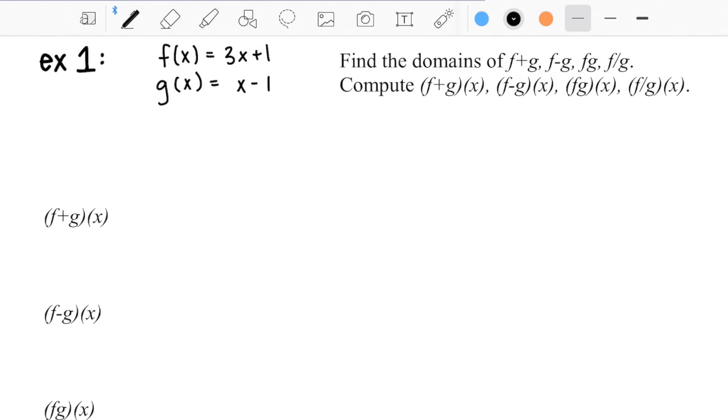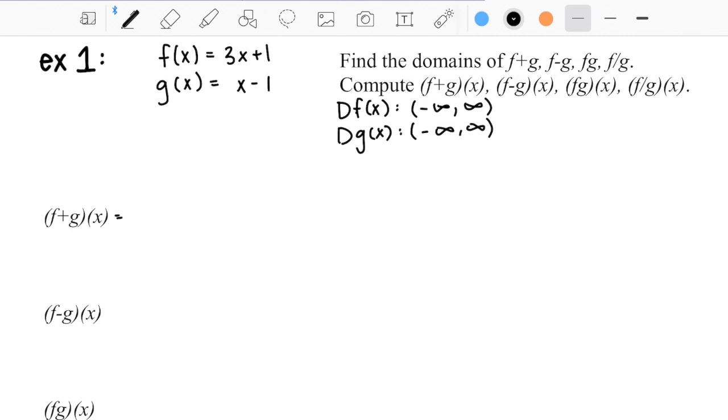We have 2 functions, f of x equals 3x plus 1, and g of x equals x minus 1. The instructions ask us to find the domains of f plus g, f minus g, f times g, f divided by g, and also compute what these functions will actually look like once we do the arithmetic. When I look at f of x and g of x, they're both linear functions, so I know the domains on both functions will have no restrictions. My domains for both f of x and g of x will be negative infinity to positive infinity.